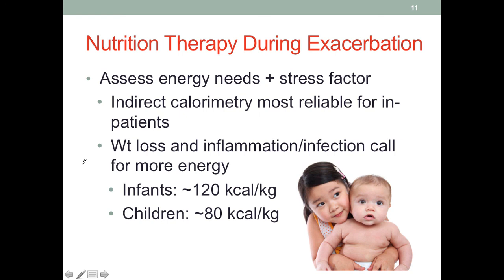If we remember, infants and children require more energy per kilogram of body weight than adults because they are growing fast. We need to provide a lot more energy per kilogram of body weight. With IBD, infants could receive 120 kilocalories per kilogram, and children could receive 80 kilocalories per kilogram.